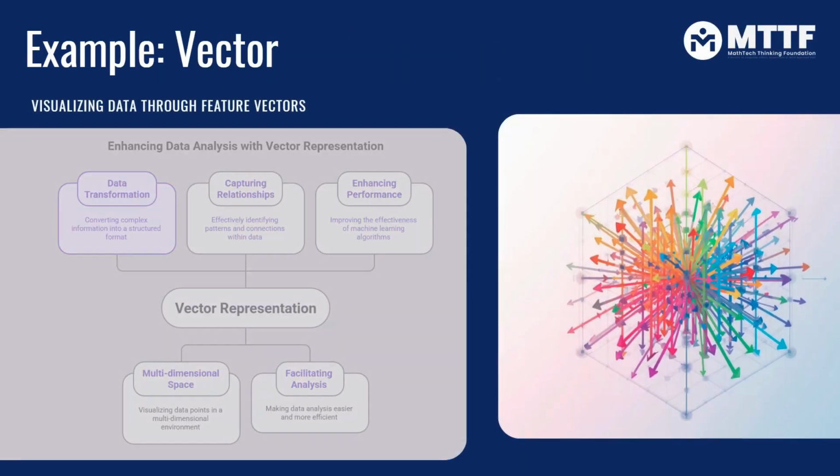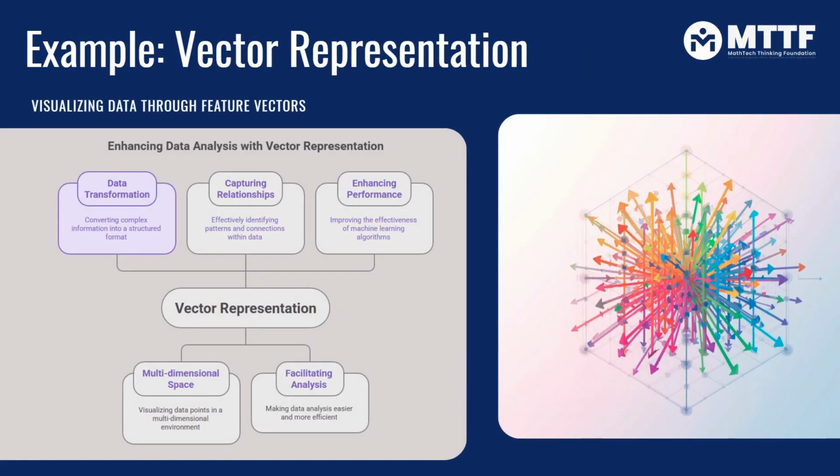To a machine, data does not exist as words, images, or sounds. It exists as a vector. A vector representation converts real-world information into numerical form, allowing machines to process and learn from it. Through data transformation, raw inputs are converted into the structured vectors that a model can understand.